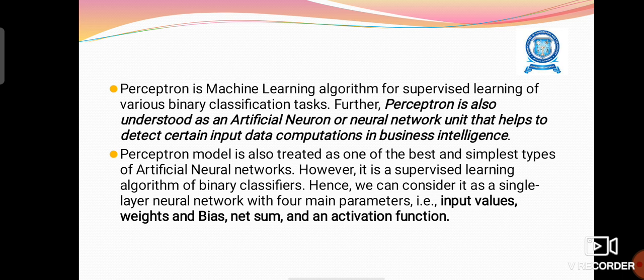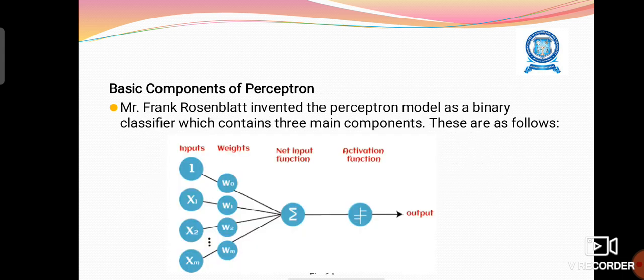We consider it as a single layer neural network with 4 main parameters: input values, weights and bias, net sum and activation function. This is the diagram showing the components of Perceptron.